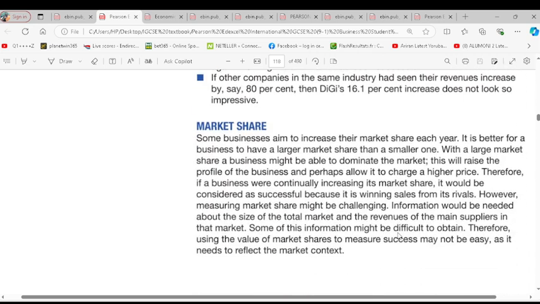The next one is market share. We know what market share is, right? The percentage of your brand sale in the whole market. That's why we said market share is total brand sale divided by the total market sale, multiplied by 100. So what your brand sells in the whole of the market is your market share. If your market share is increasing each year, it means you are successful.